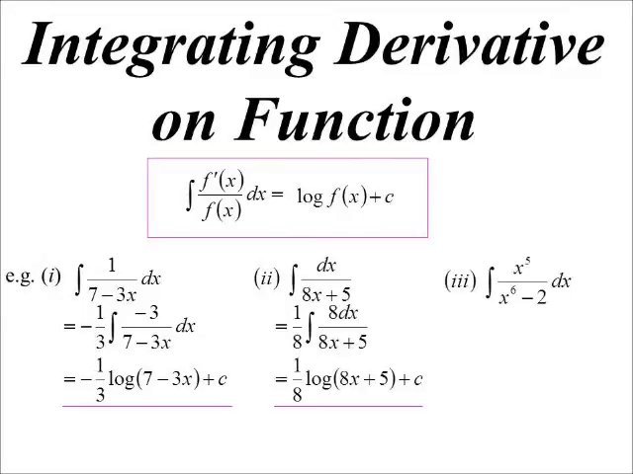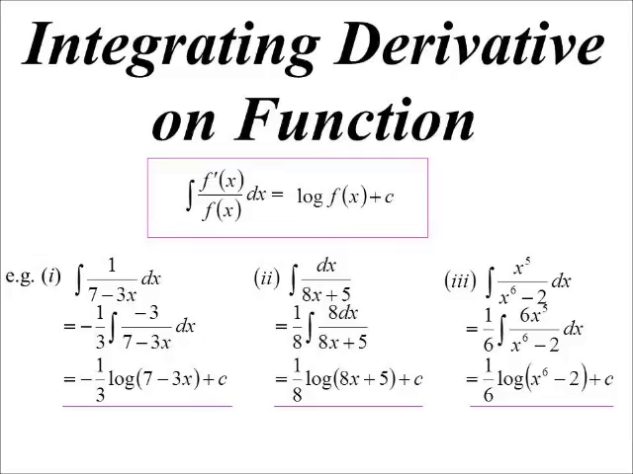Again, we're okay, because the order of the bottom is 6 for that polynomial. The top is 5, it's 1 less. So I should be able to create the derivative on top. And the derivative of x to the power of 6 is 6x to the power of 5. So I multiply the top by 6, divide by 6 to balance it out. I've got derivative on function, so 1/6 log of x to the 6 minus 2, plus of course a constant.